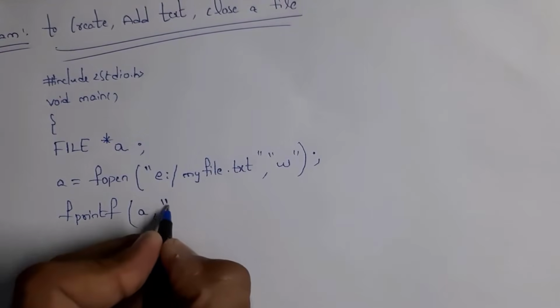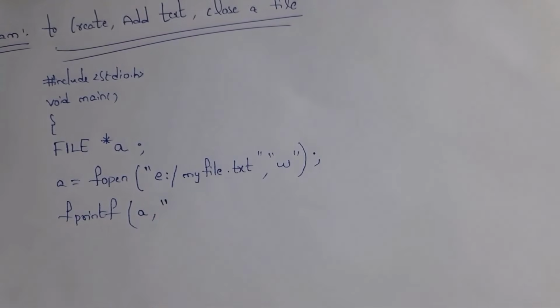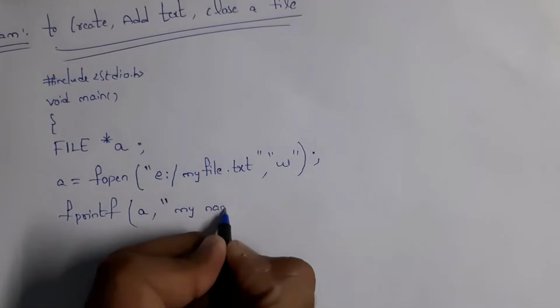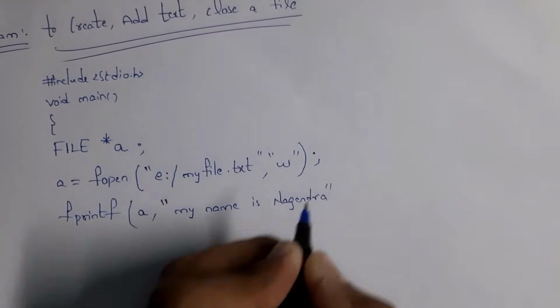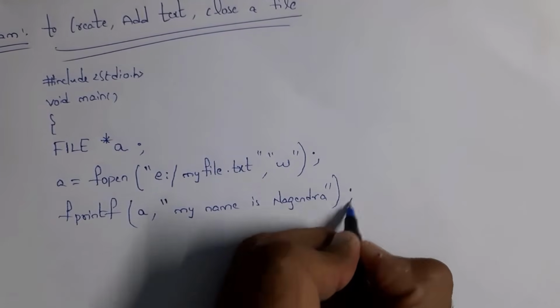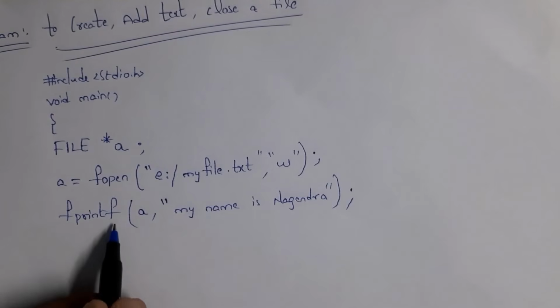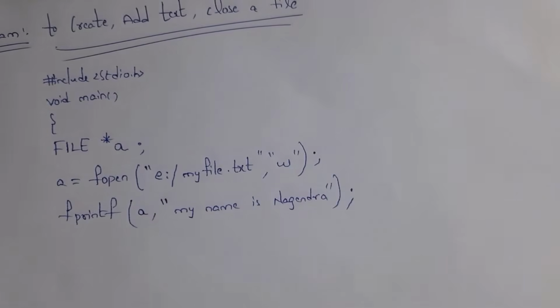You need to include double quotations, and whatever text you want to write, you need to write in double quotations. I want to add information like "My name is Nagendra." Close double quotations, bracket, semicolon. By using the fprintf function, you can add information to the file. We can close this file by using the fclose function.